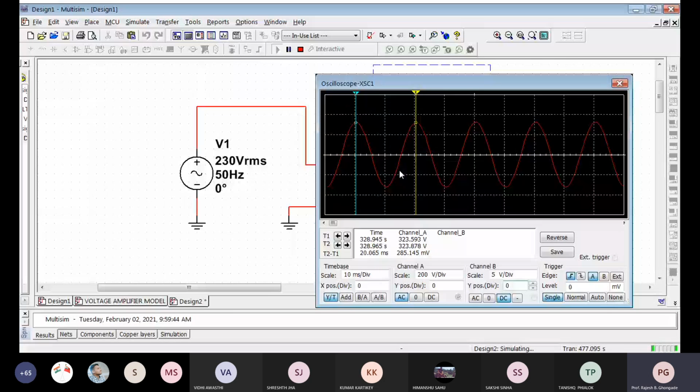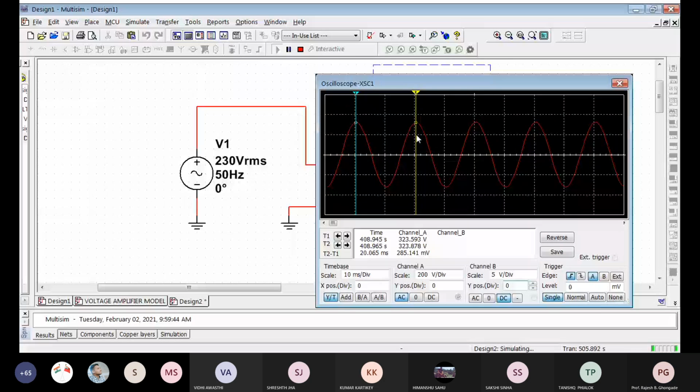Okay, sir. It simply means that this scale indicates, you can see here very clearly, it is showing 200 volts per division. It simply means that if you count the divisions in the vertical direction, each division corresponds to 200 volts. Okay. Is that okay with you?